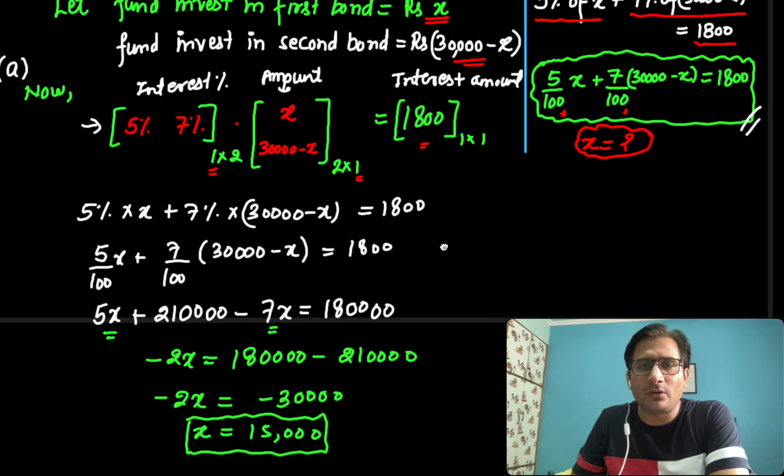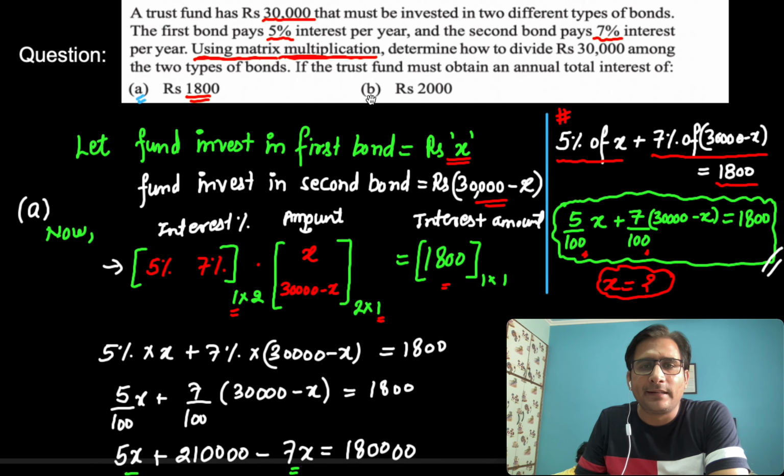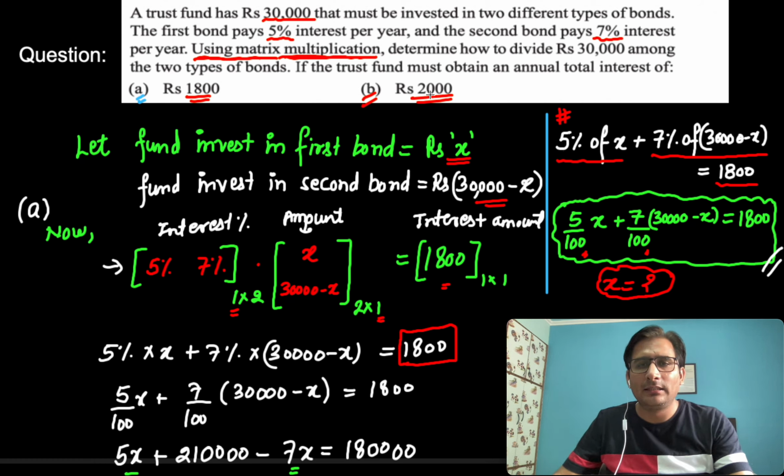So this is the approach we need to apply in this question, and this B part you can solve yourself. In the place of this 1800 in the B part, just replace it with 2000, and you will get the second amount.